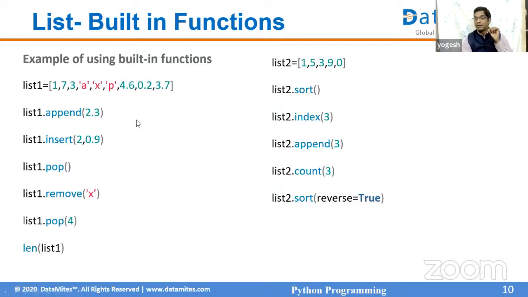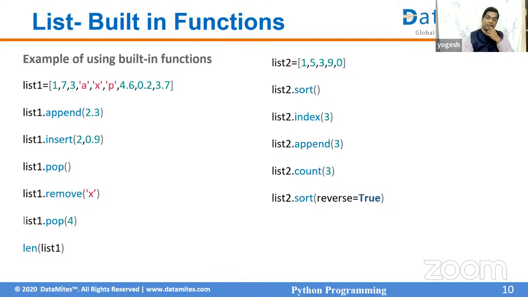So what this append is going to do, it is going to append at the end, right? So after this 3.7, it is going to add 2.3. Now, same way, insert. The position is 2, 3.9. So 0, 1, 2. What it has to do is replace that 3 with 0.9. Then list 1 pop: the last element is going to be removed.